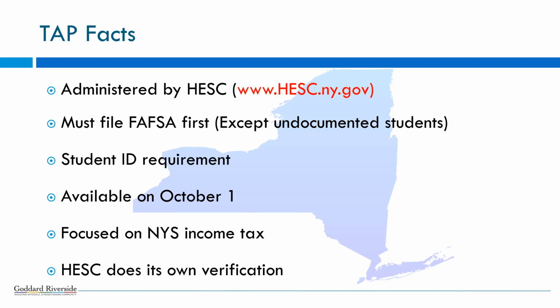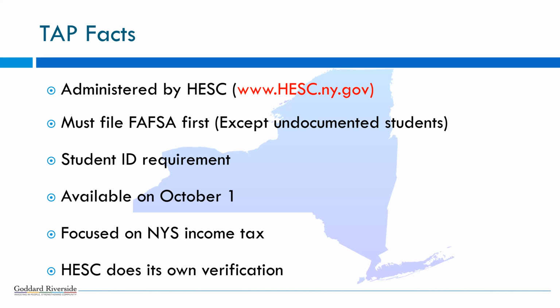But once the student has their student ID for the school that they're going to be attending, they will be required to add that in there. As well as FAFSA, it is also available on October 1st. This is going to be focused on New York State income taxes, so it's your IT 201 tax form. It's the standard one. There may be variations.